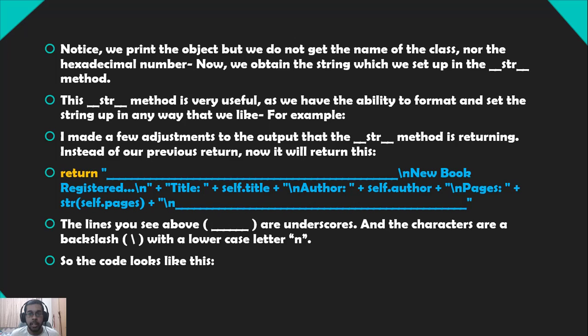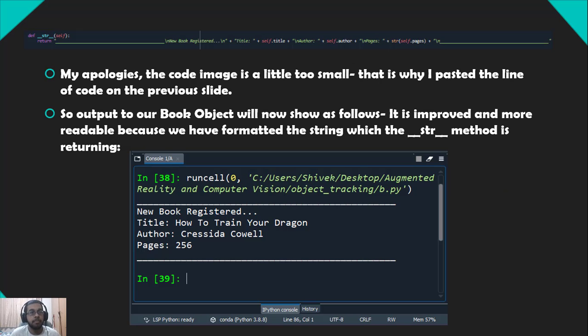Return \n new book registered \n plus title plus self.title plus \n author plus self.author plus \n pages plus string self.pages plus \n. The lines you see above are underscores and the characters are a backslash with a lowercase letter n. So the code looks like this. My apologies, the code image is a little too small. That is why I pasted the line of code on the previous slide. So output to our book object will now show as follows.